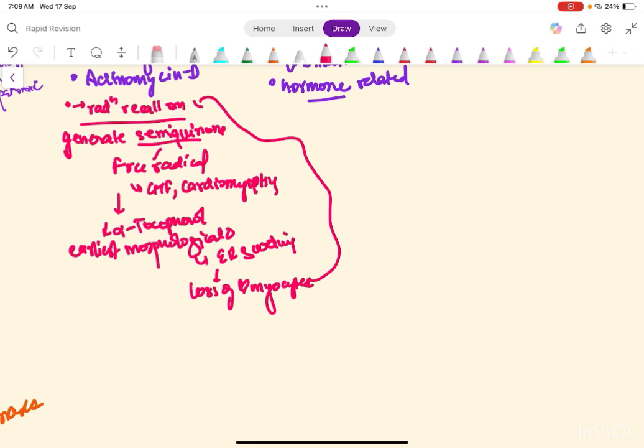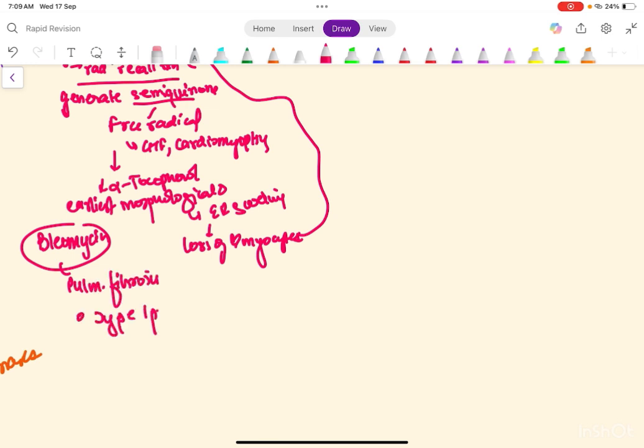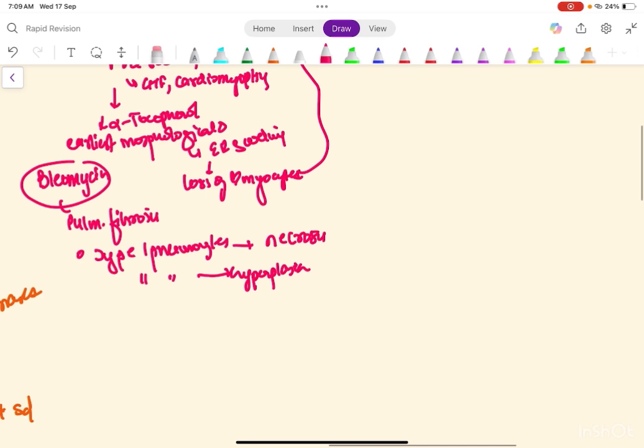Alright, then coming on to bleomycin. Now bleomycin is responsible for causing pulmonary fibrosis. There are type 1 pneumocytes and type 2 pneumocytes. Basically it causes necrosis of type 1 pneumocytes and hyperplasia of type 2 pneumocytes. And it also causes flagellate pigmentation of skin.